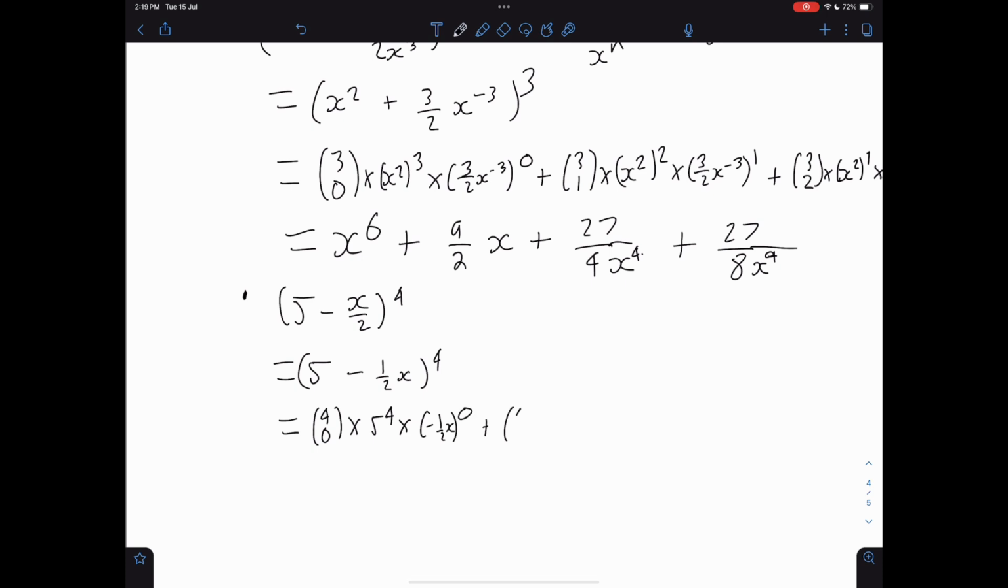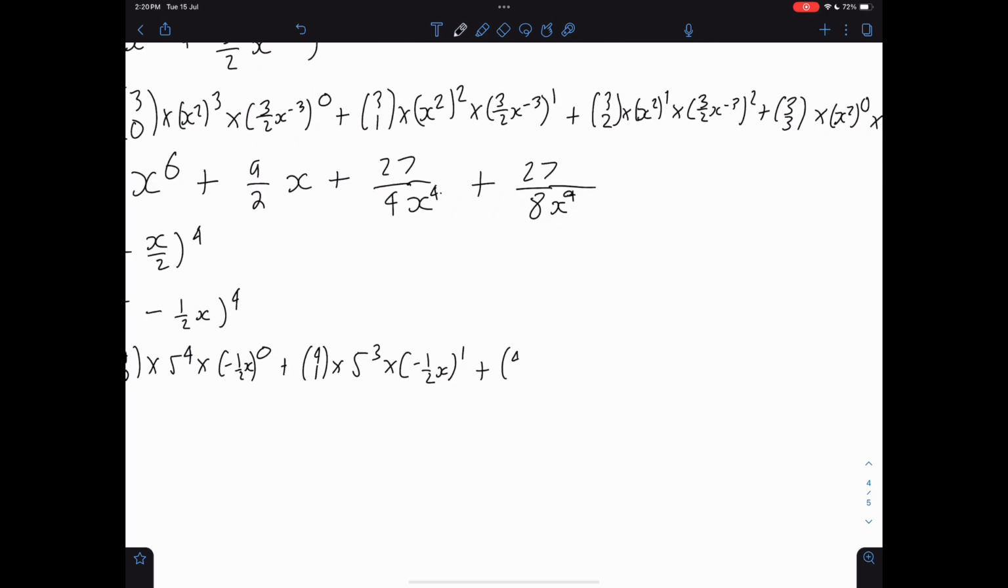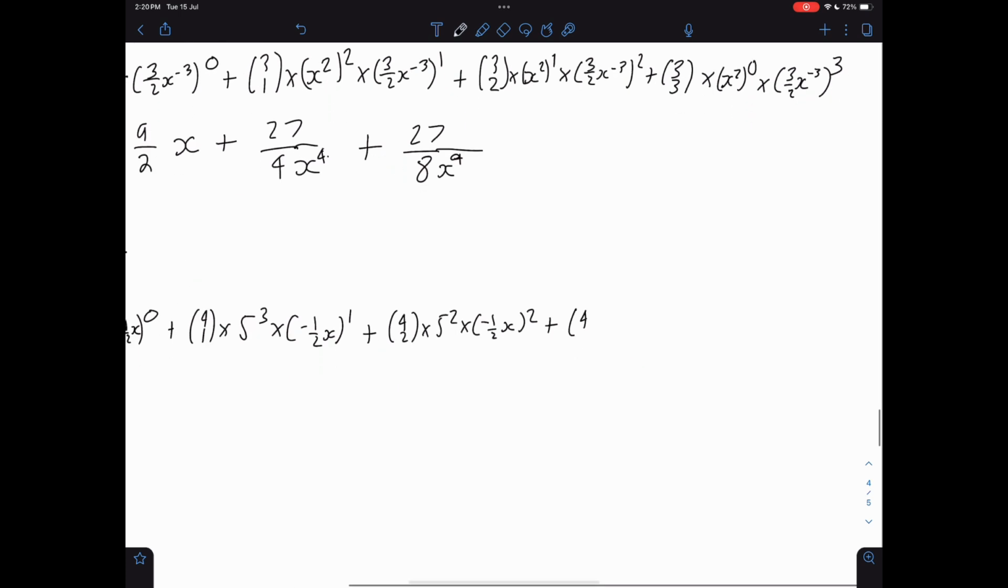You start with n choose 0, then keep increasing up to n choose n. You decrease the power of your first term in the bracket as you go along, and then you increase the power of the second term in the bracket as you go along.